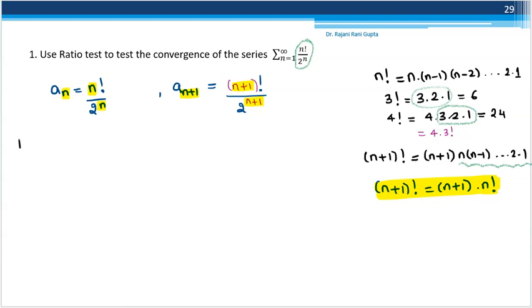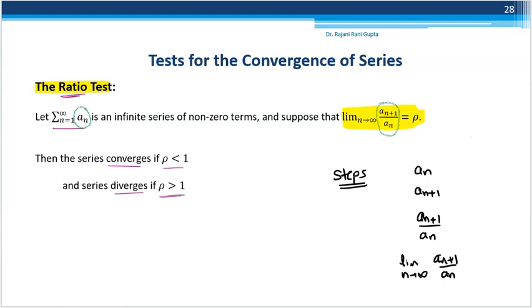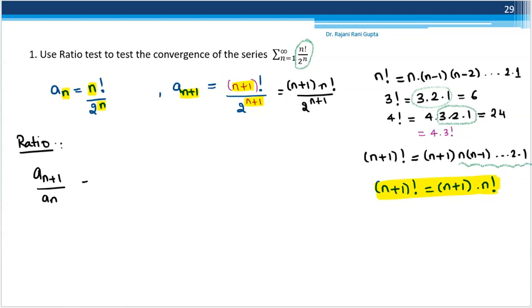Okay, so let's find the ratio. So let me write this here. n plus 1 factorial is n plus 1 times n factorial, over 2 power n plus 1. Okay. So the ratio we have to find is a_(n+1) over a_n. See, it's important to follow this, a_(n+1) over a_n, because if you reverse this, the value of rho gets reversed and the result will change. Okay. So always a_(n+1) over a_n.